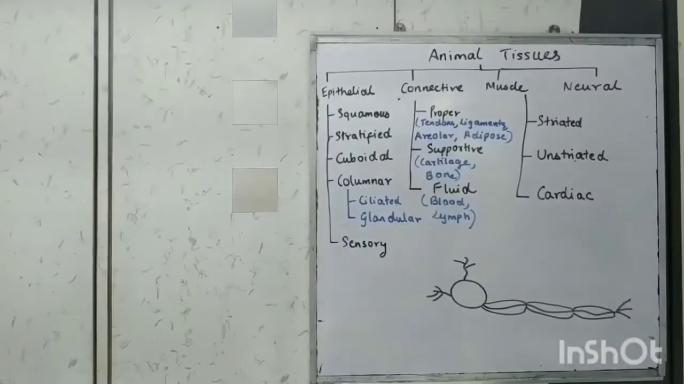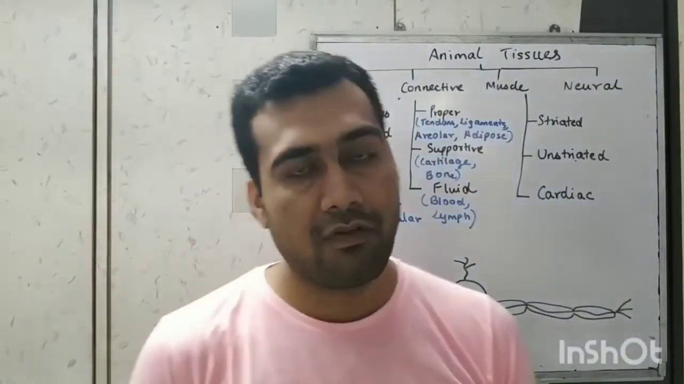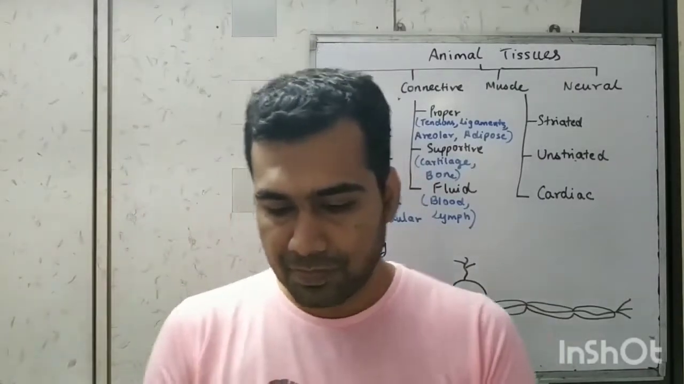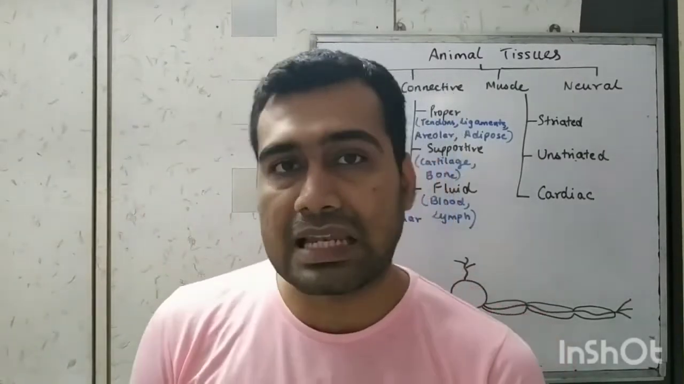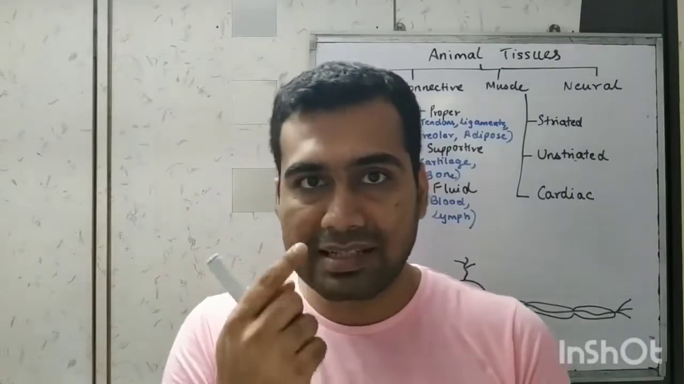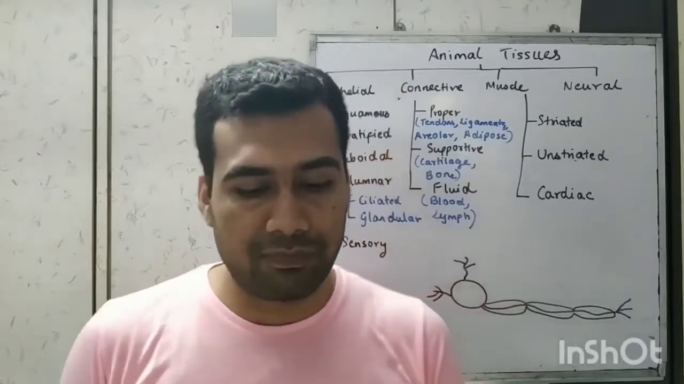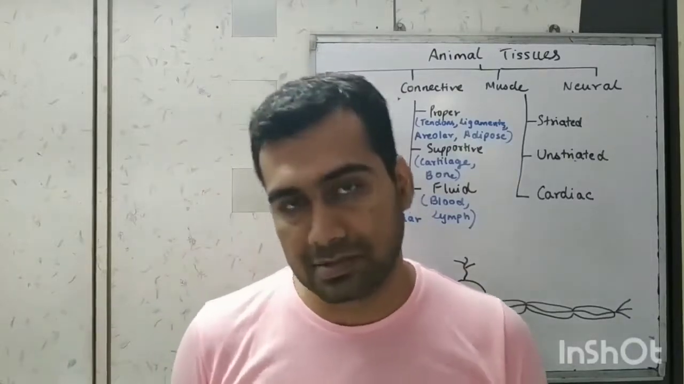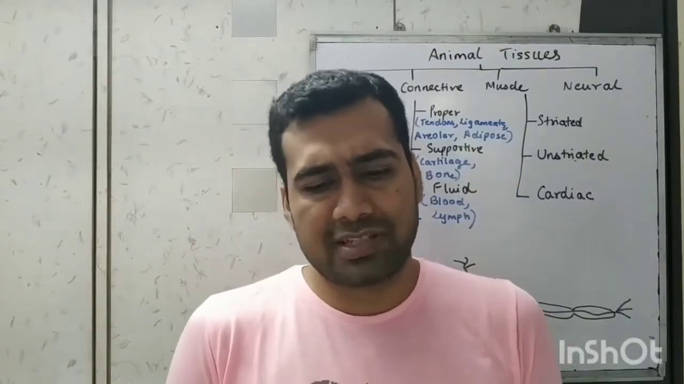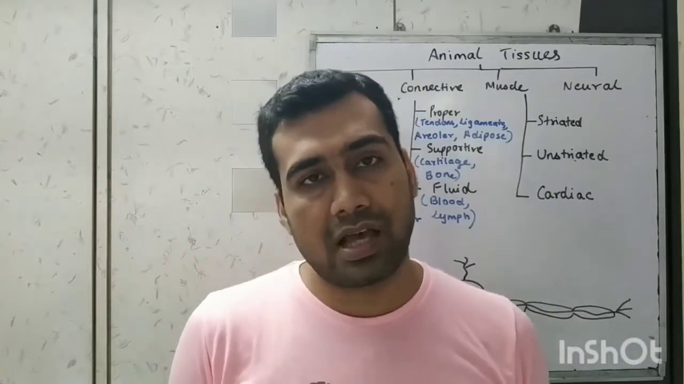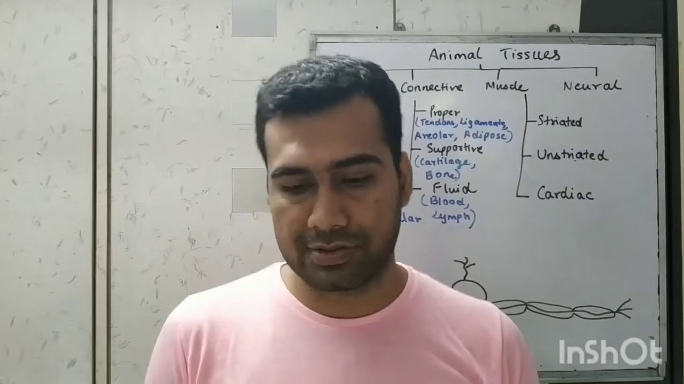Let's understand their functions and locations, which are very important questions from exam point of view. Squamous epithelium. The location is, it is found in the lining of the mouth and nasal cavities. The word lining is important. They are also found in the lining of blood vessels and lymph vessels. The function is to protect the underlying parts from mechanical injury, from germs, and from harmful chemicals.